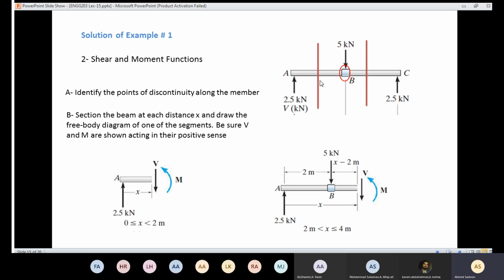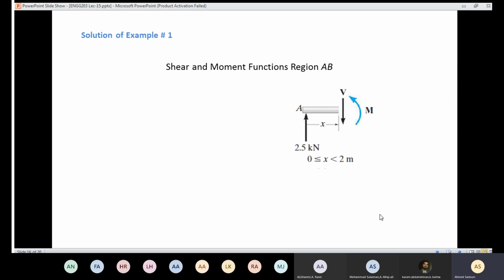The x could be 0 or it could be a number less than 2. X in that region could be more than 2 and up to or equal to 4. So if you are going to develop formulas here, then that formula is not valid there. It's only valid for that region. If you are going to develop formulas here, the formulas are going to be valid only in that region. So now let's work with the region AB.